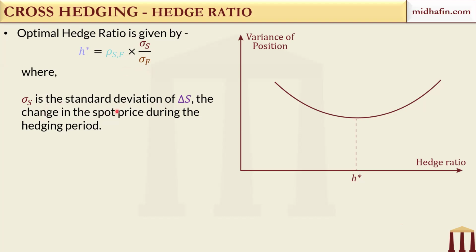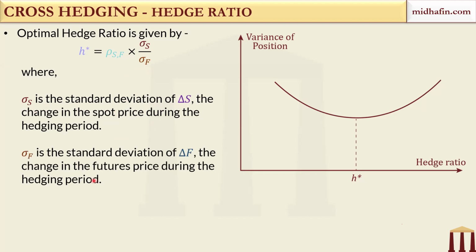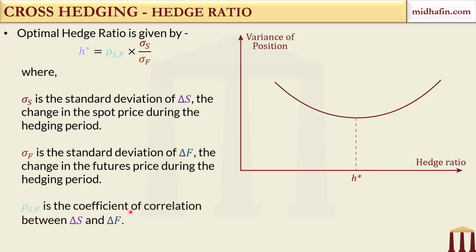Sigma S is actually the standard deviation of change in spot prices. Okay. So you calculate the individual delta S values and then you can calculate the standard deviation of that data. That will give you sigma S. Similarly, you have sigma F, and of course, correlation is between delta S and delta F. Again, to make things simple, we generally say that it is between S and F, but technically it is between delta S and delta F.